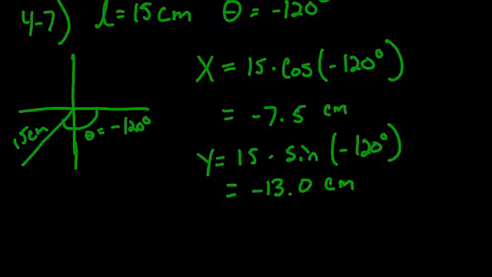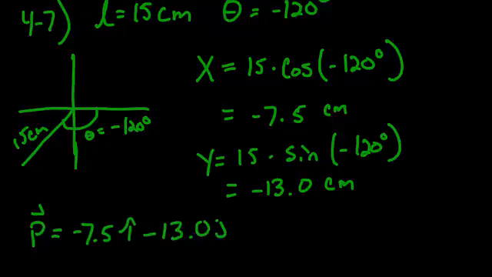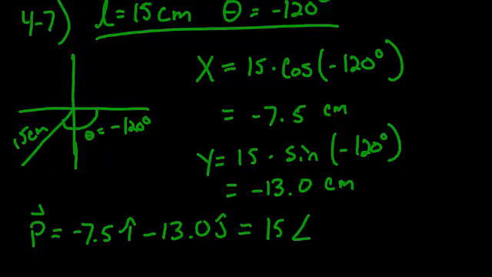So rectangular form of this, P hat, is equal to minus 7.5 i hat minus 13.0 j hat. And the polar form of this is our magnitude and our angle right here. So it's 15 at an angle of minus 120 degrees. Any questions on that? Good.